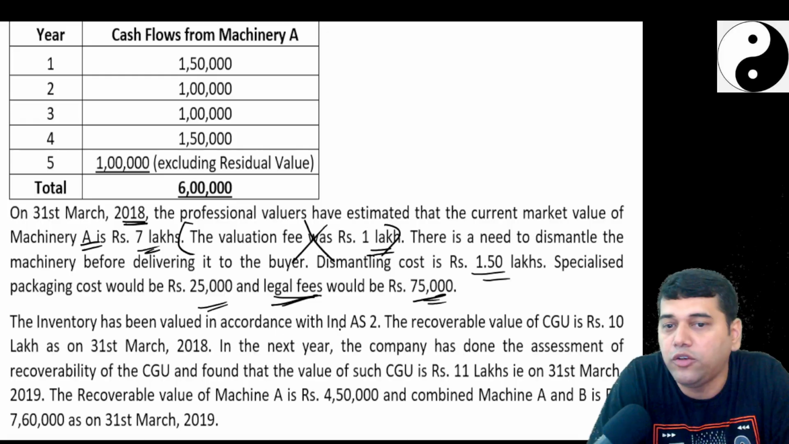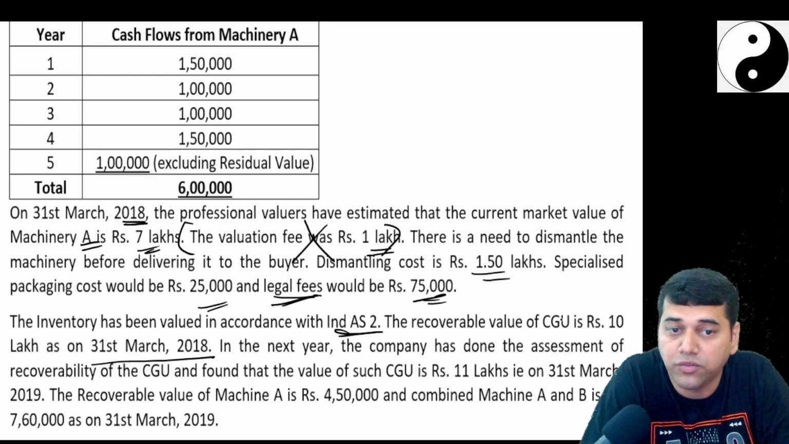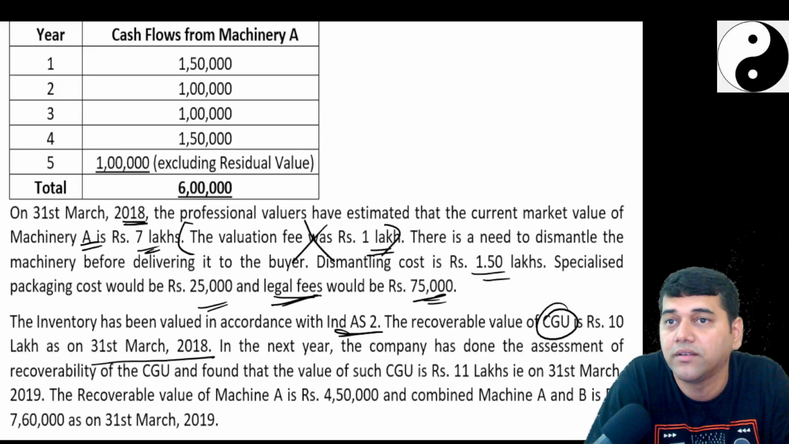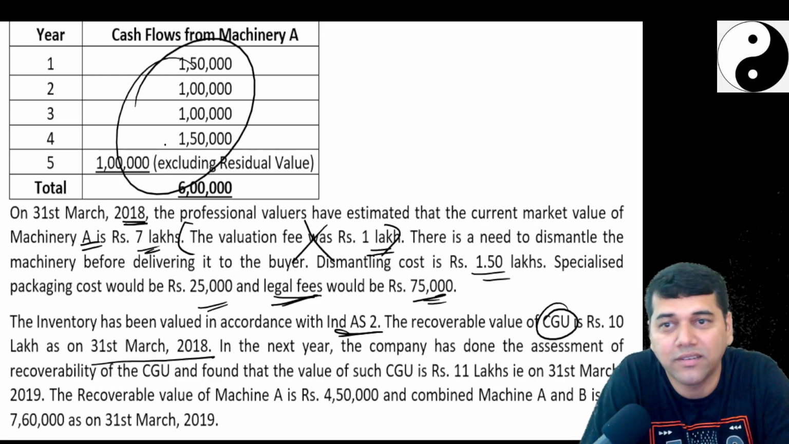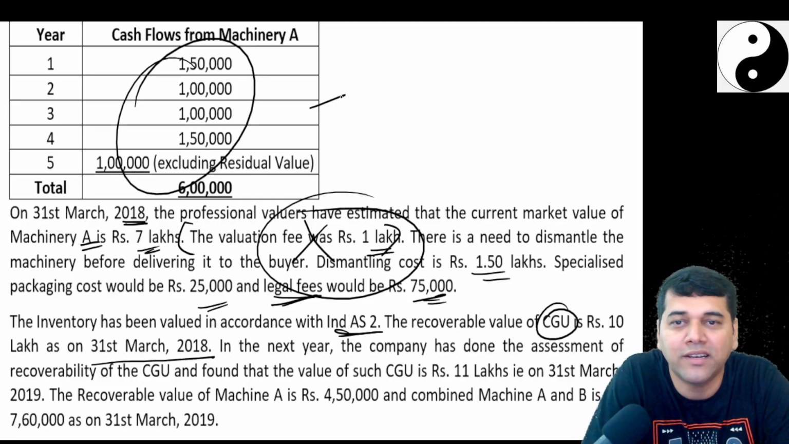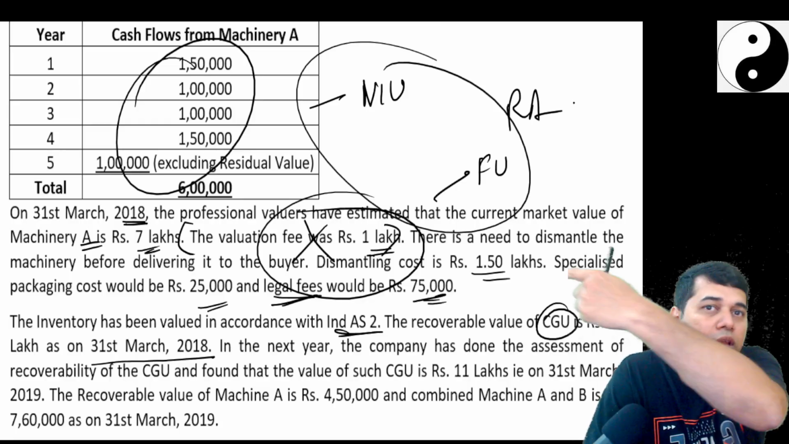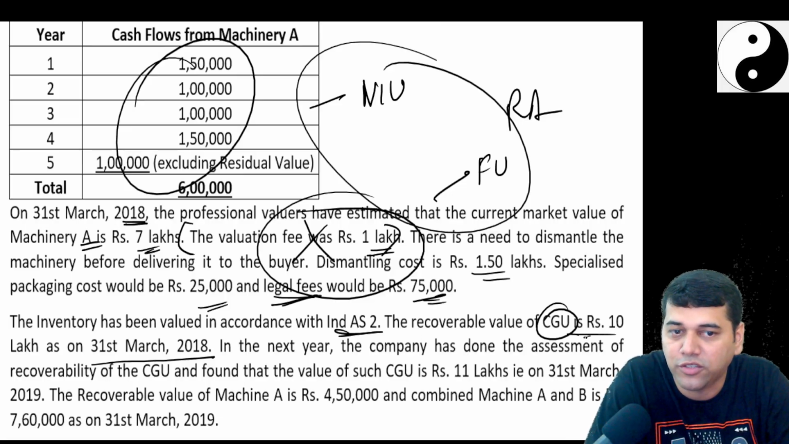So inventory has been valued as per Ind AS 2, and the recoverable amount of CGU is 10 lakhs on 31st March 2018. Which one? CGU, not A. What is the recoverable amount of A on 31st March 2018? Have they told you? We have to calculate using these 2 pieces of information. The question is very lengthy, but actually what they said here, they said value in use, they said fair value, take recoverable amount, book values are already there individually. Now again on 31st March, they said Ind AS values are as per this thing, CGU's fair value is so much.